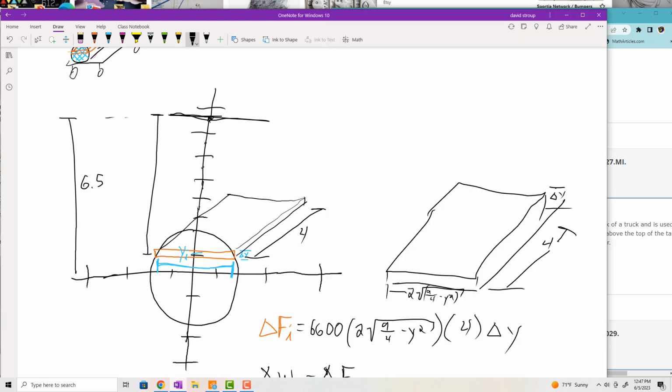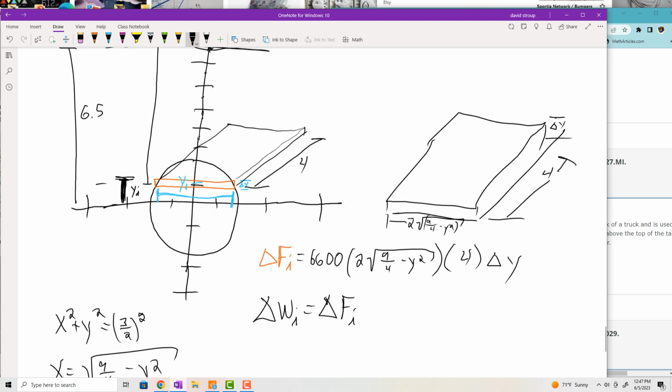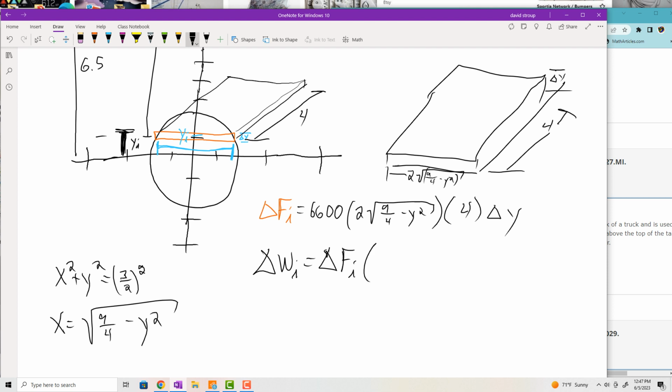And then minus the location of that particular wedge, that red rectangle. So that is just given by y sub i. So the distance traveled by each particular wedge will be 6.5 minus y. And then loading it all into our integral, I need to integrate from negative 1.5 to positive 1.5. And so we'll have 6,600 times 4 times 2.